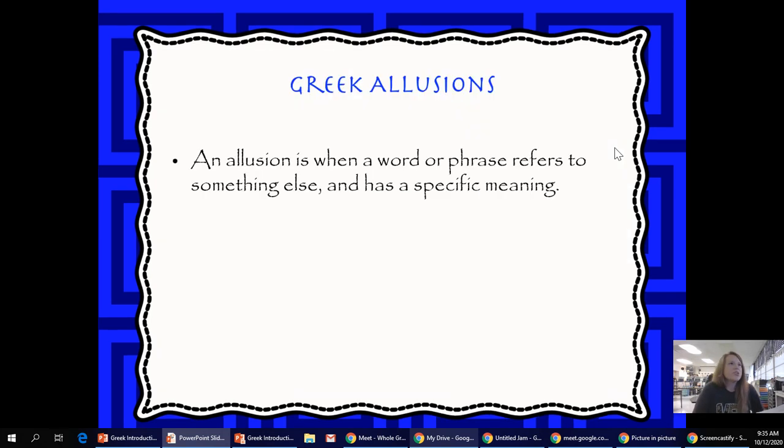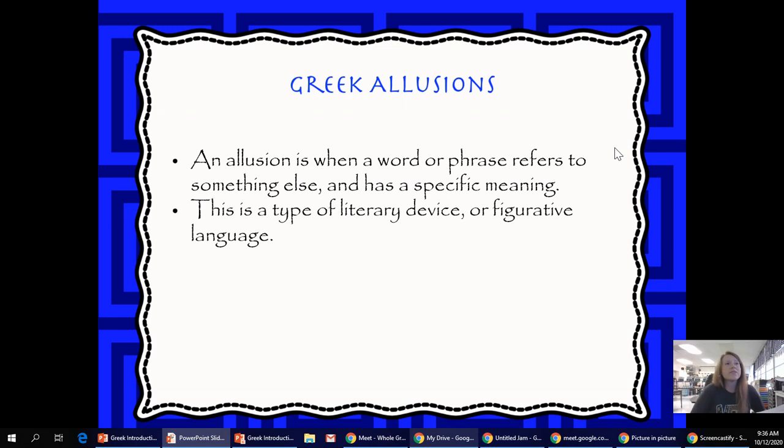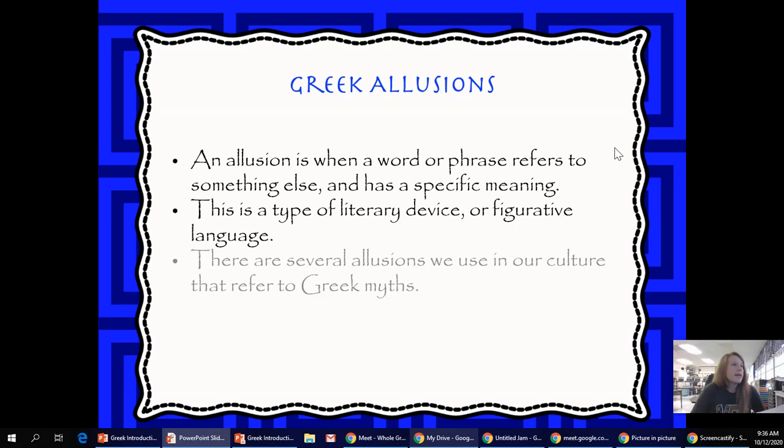All right, Greek allusions. Allusions are important. That's where we're tying Greek mythology in. An allusion is when a word or phrase refers to something else but has a specific meaning. We're going to be referring to Greek myths, but there's a specific reason for that saying. This is a type of literary device or figurative language, like similes and metaphors. There are several allusions we use in our culture that refer to Greek myths.